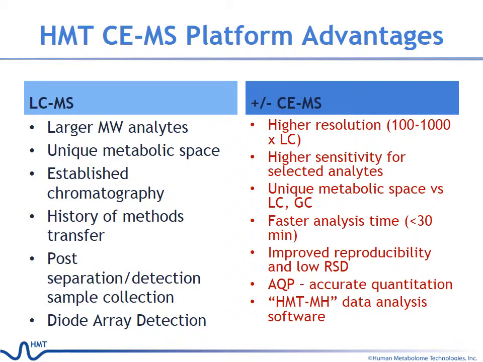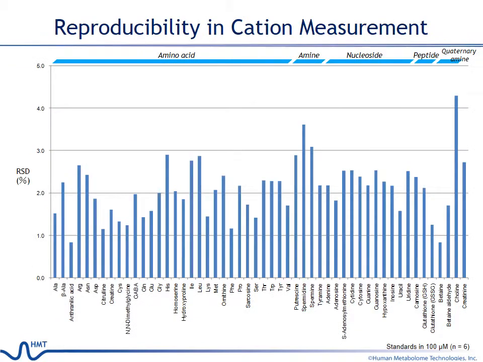There are several advantages to adding a CE-MS platform for metabolite profiling, which include higher resolution and sensitivity. CE can identify a unique set of metabolites compared to either LC or GC-MS. CE-MS has a fast analysis time with improved reproducibility with a low RSD. CE analysis includes data reduction using our proprietary software tools.